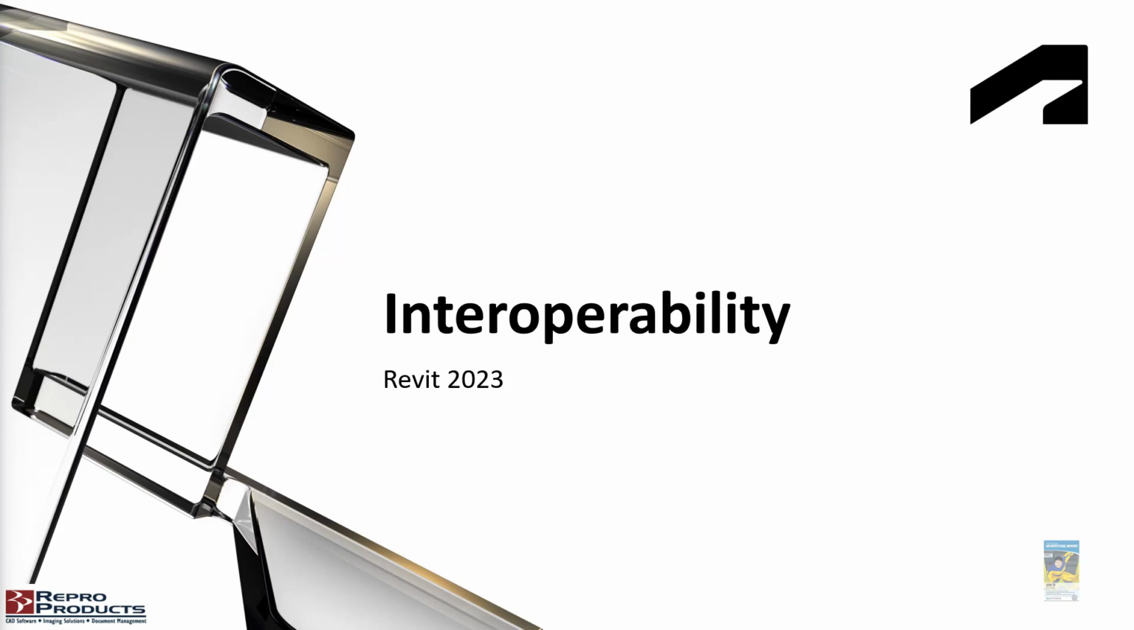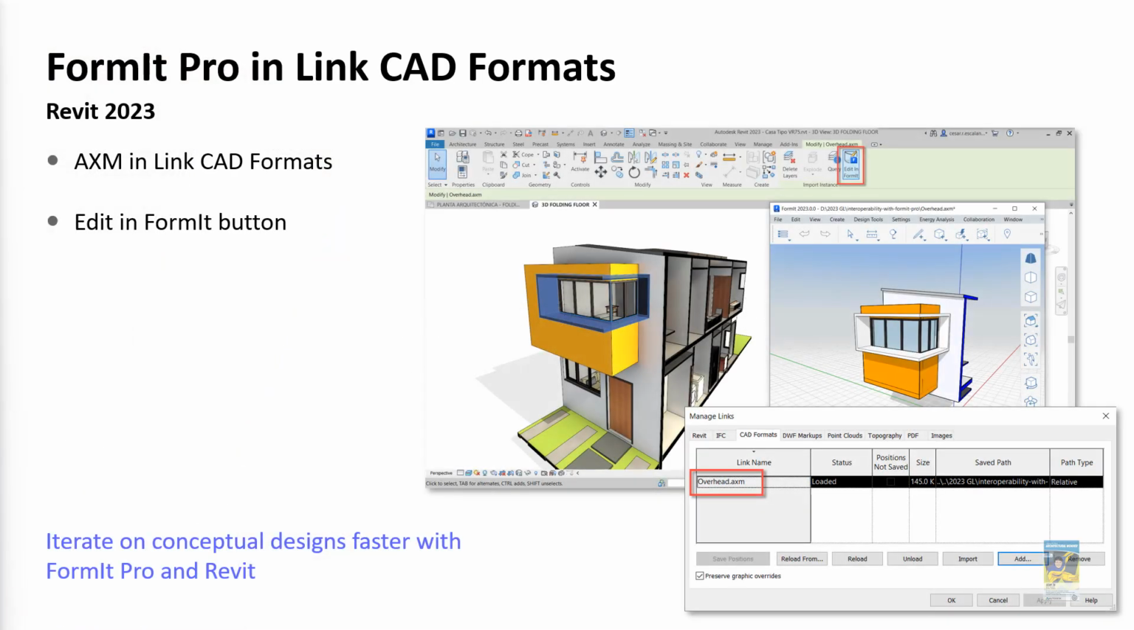In regards to interoperability, we have Formit Pro and linked CAD formats. So what they're saying is that the AXM format file can now be brought into a linked CAD format. And then you can edit in the format button as well. So they're trying to set up the interoperability between Formit Pro and Revit to be better to include CAD files.